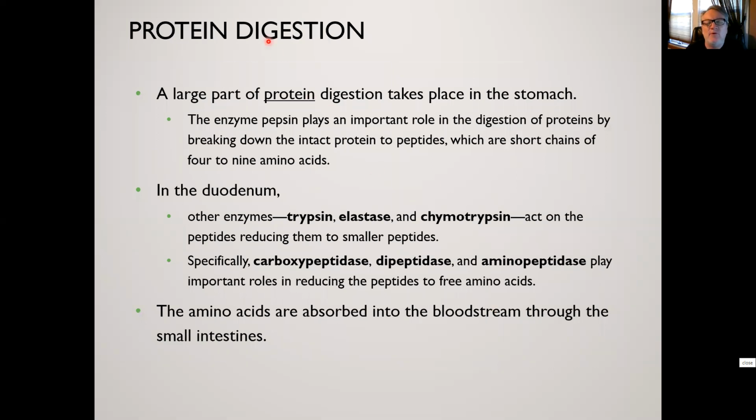Okay, now just a summary of protein digestion in general. A few key topics to always remember is that the largest portion of protein digestion actually occurs in the stomach.